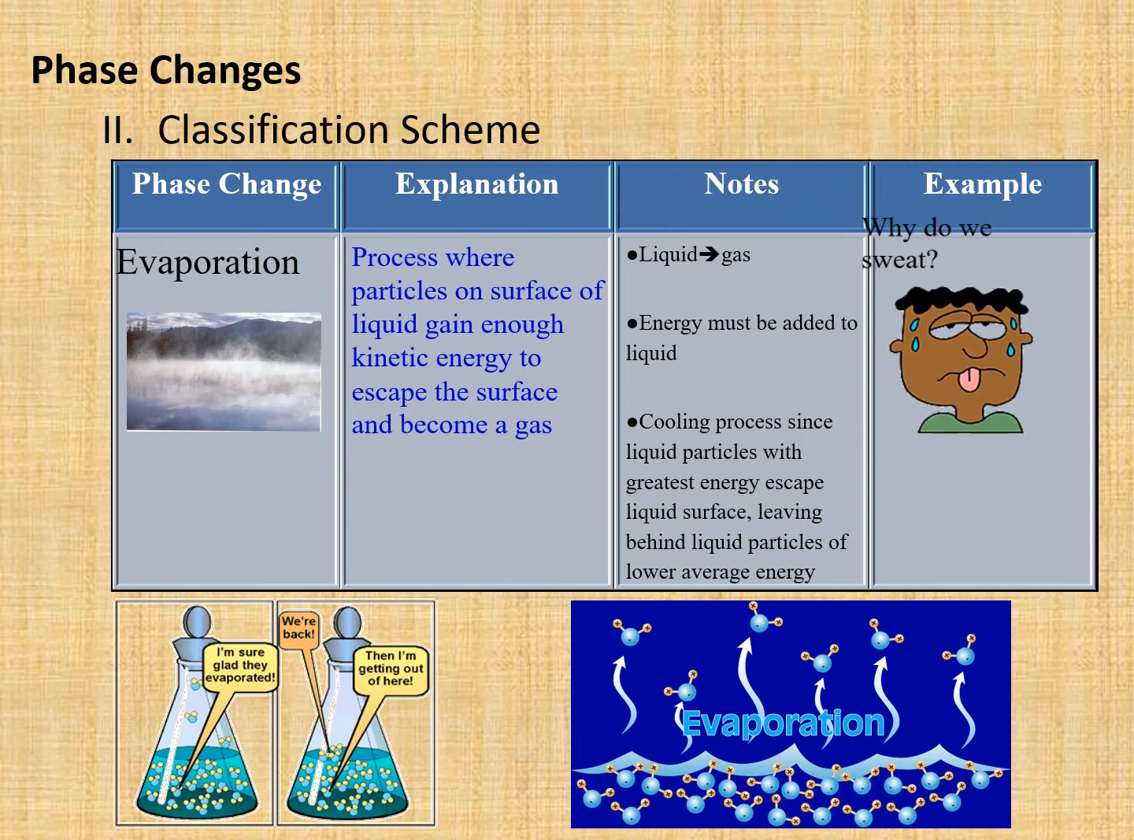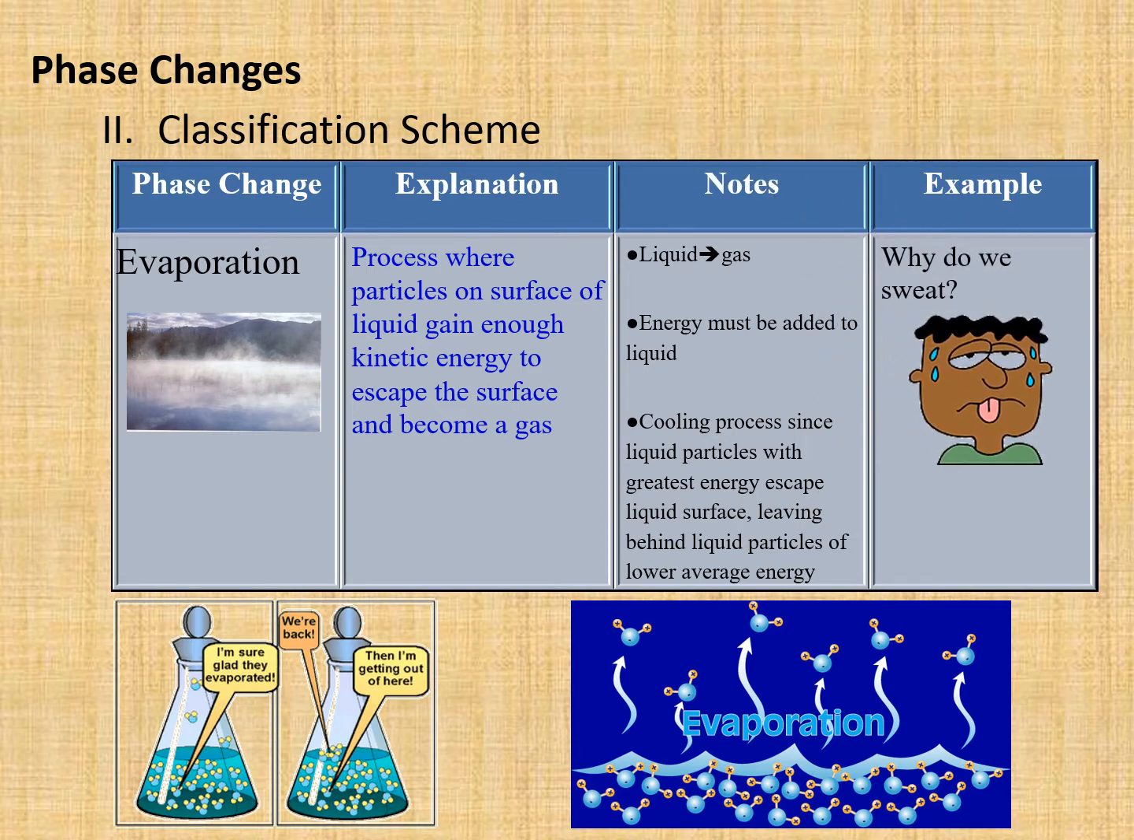Let's take a look at an example, and we'll ask the question, why do we sweat, or why do we perspire? Well, when we perspire, water molecules on the skin surface gain energy from the body and escape the body in gaseous form. Because the energy required to change the water molecules from a liquid into a gas comes from the body itself, when these higher energy gas molecules leave the body, the overall body temperature goes down.